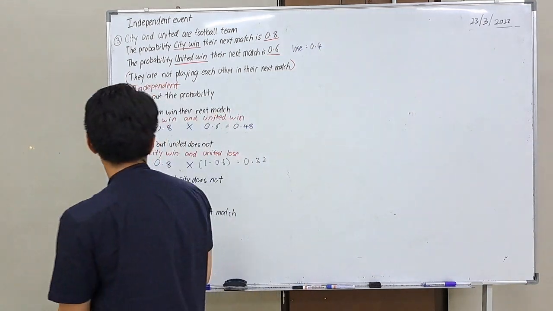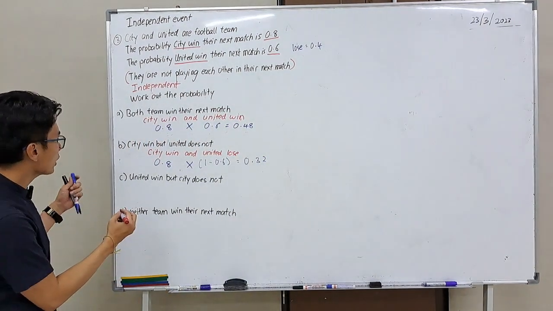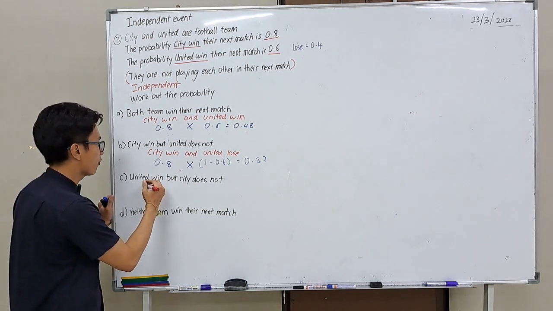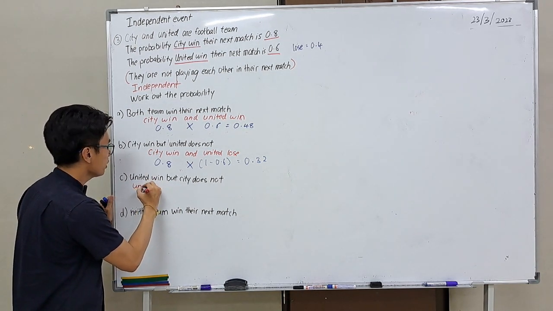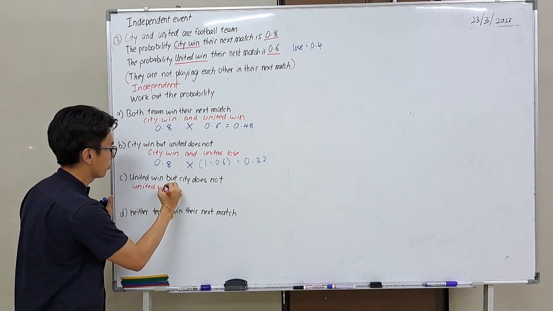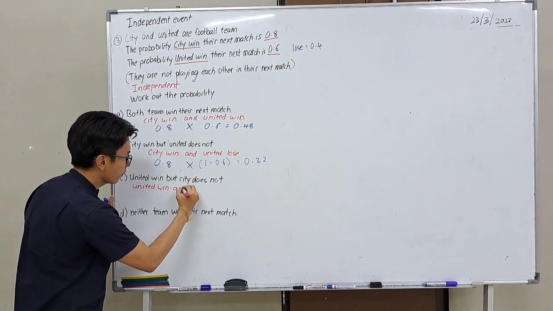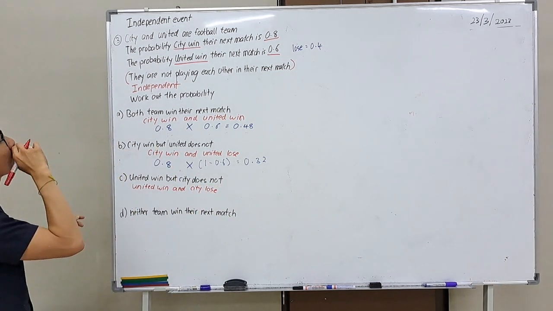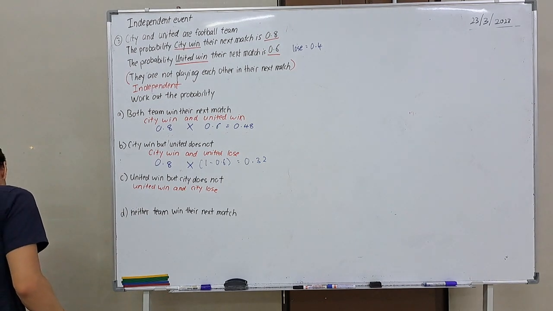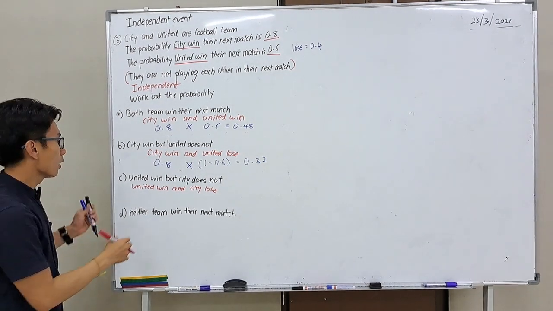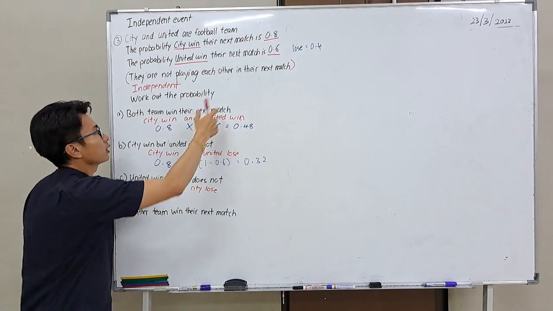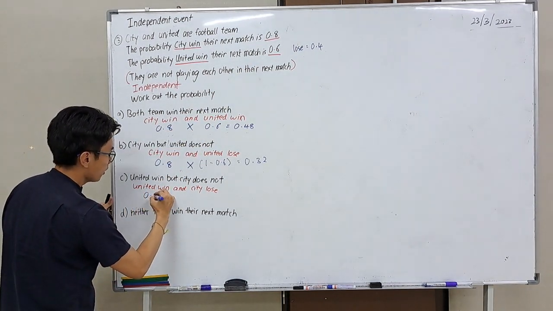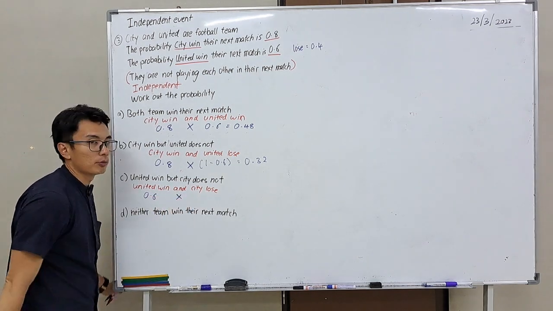Now let's look at the next one. The next one says United win, but City does not. Again, we can rephrase this as United win, which is very self-explanatory, and City lose. United win, we already know the probability. That's 0.6, so we're going to put that down first. The word "and" I know means multiplication.